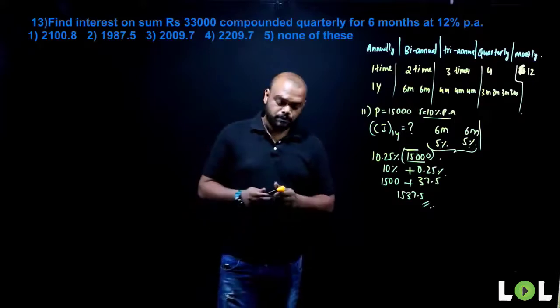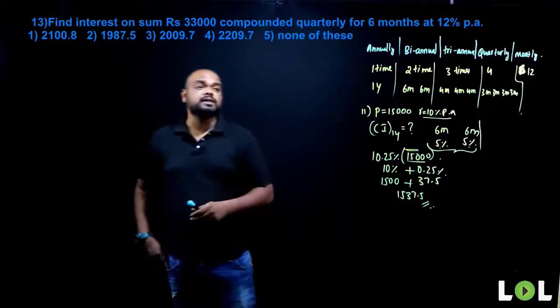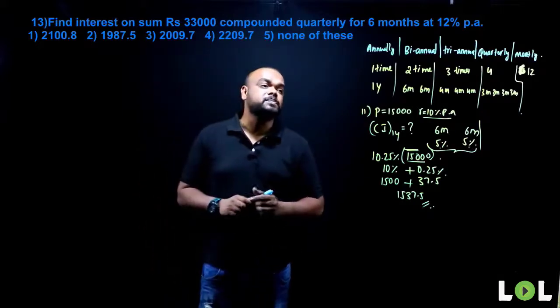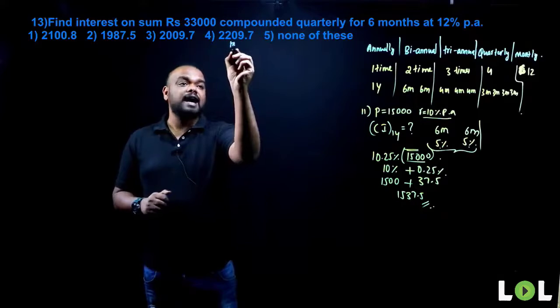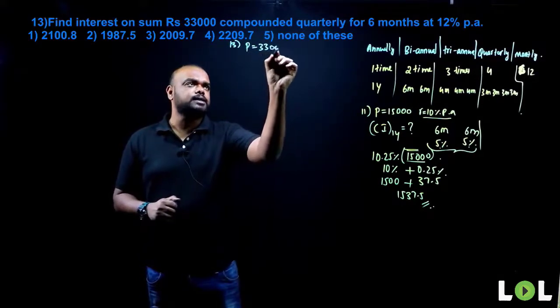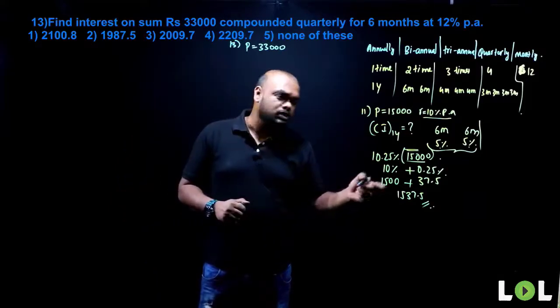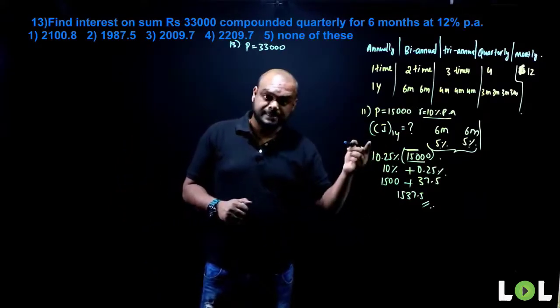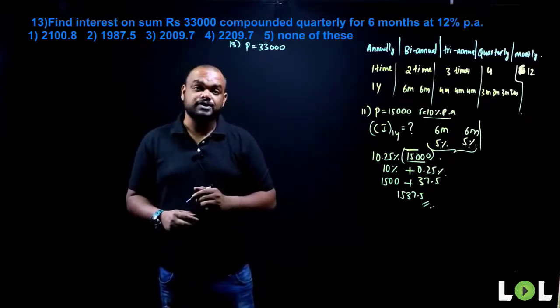Next question. What do we have? Find the interest on a sum of 33,000 compounded quarterly for 6 months at 12% per annum. Okay, observe. Find the interest on a sum of 33,000 means the principal is 33,000. I skipped the 12th one in between. It is very similar to this, you can practice it.